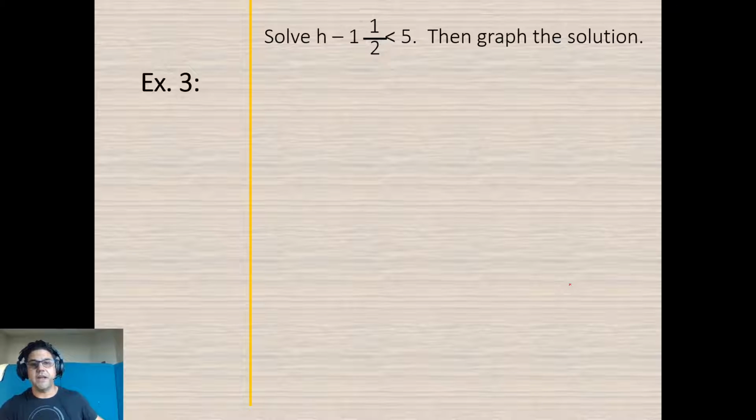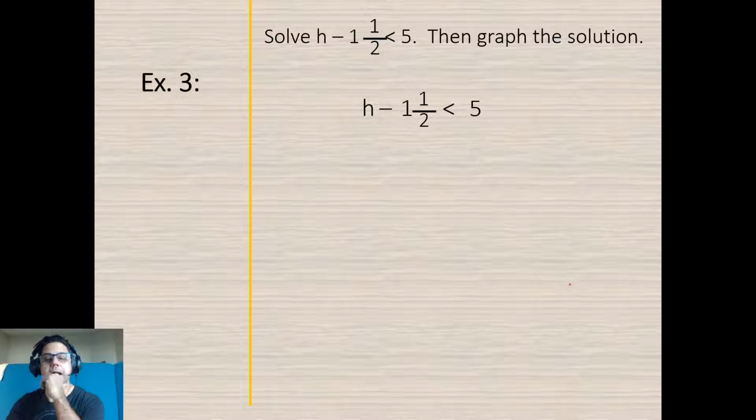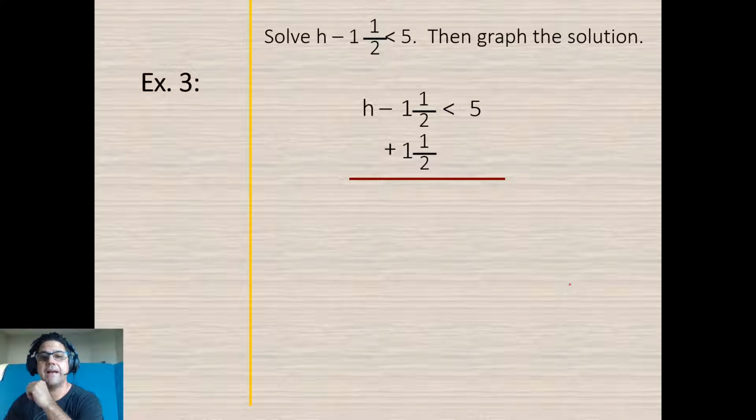All right. Solve H, subtract. Oh, we got some mixed numbers. That's okay. We can still be awesome. Then graph the solution. So I'm going to use my inverse operation again. I'm going to go ahead and add 1 and 1/2 to both sides. And if you notice, they're both positive, so that means I can just add them together, which would give me 6.5.